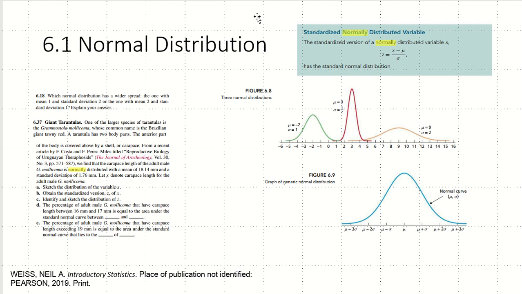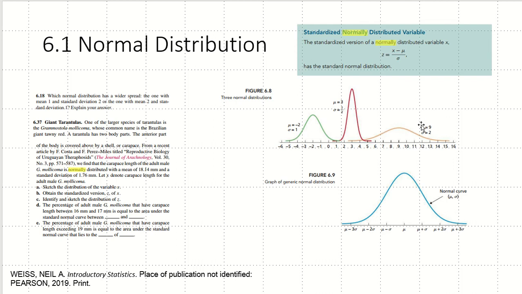Hello, this is section 6.1 in the textbook. We're talking about normal distribution. And when we talk about normal distribution, we're referring to the bell-shaped curve that you see here on the screen. So these bell-shaped curves are normally distributed variables. And what you need in order to construct these curves are the mean, or the average, and the standard deviation.